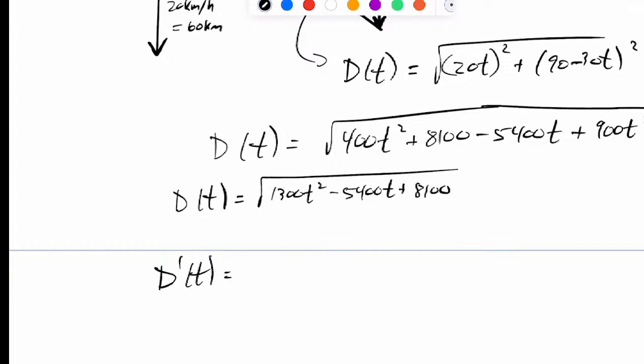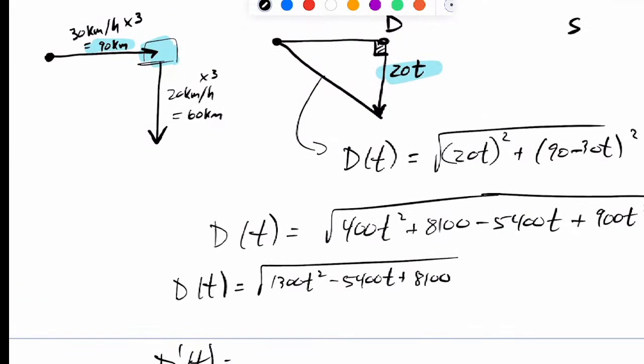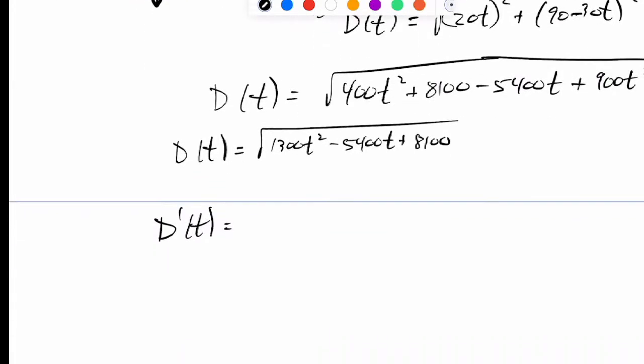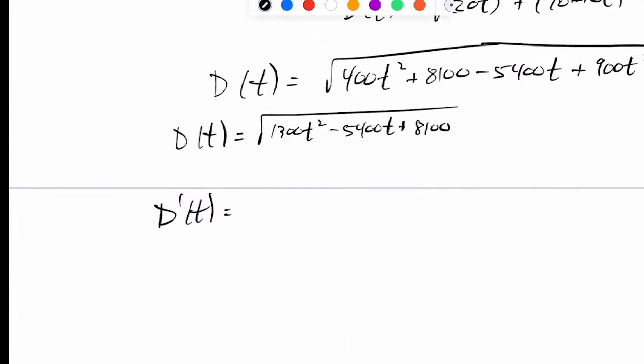Yeah, no problem. So let me just check my math here. So square this out, you get 400t squared. Square the first is good. First times second times 2, I believe that's right. And square the last, that's good. So I just collected things up together. You can take your derivative.